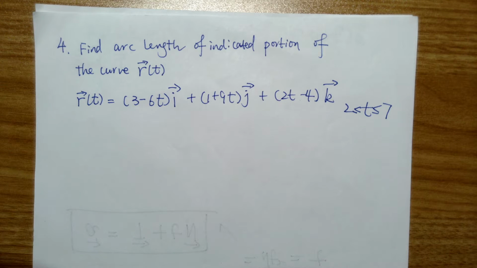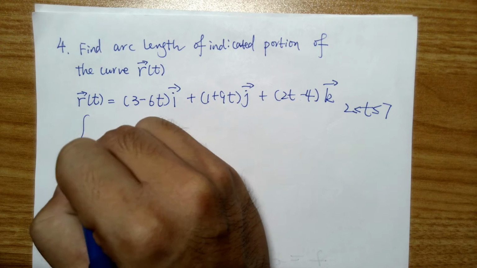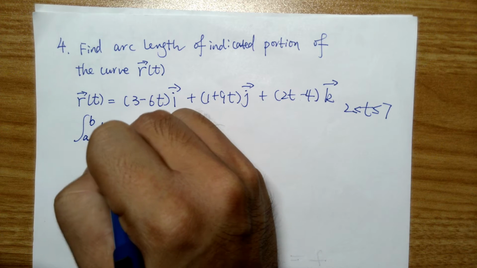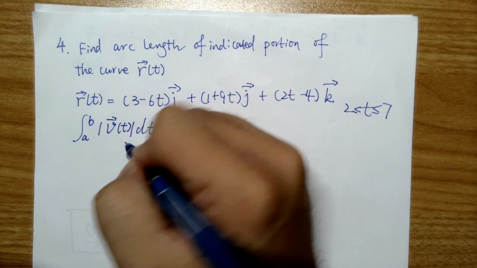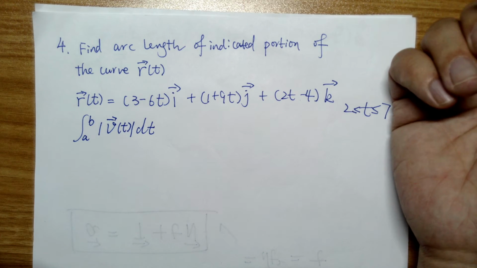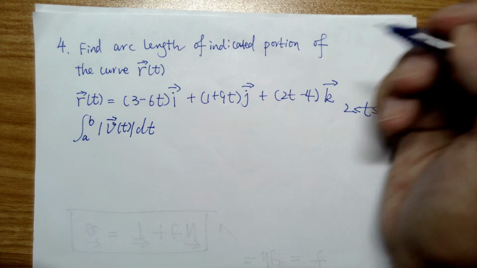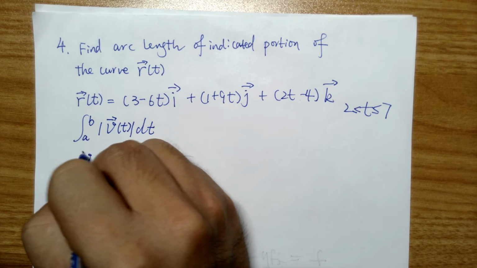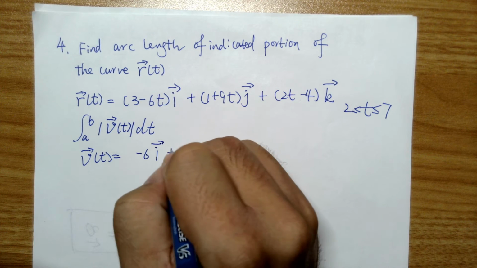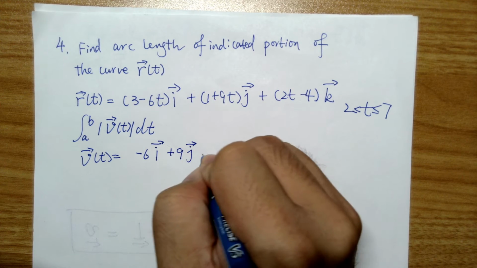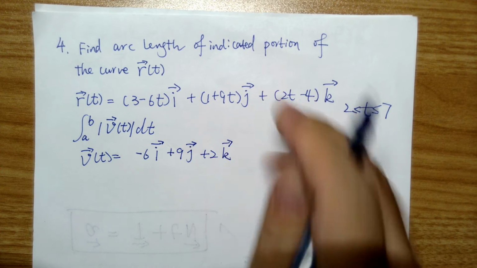Alright, so continue. Number 4, find the arc length of the indicated portion of the curve. So the arc length formula is going to be the integral from a to b. Actually, it's the speed, right? Then dt. So v, the velocity, is negative 6i plus 9j plus 2k.